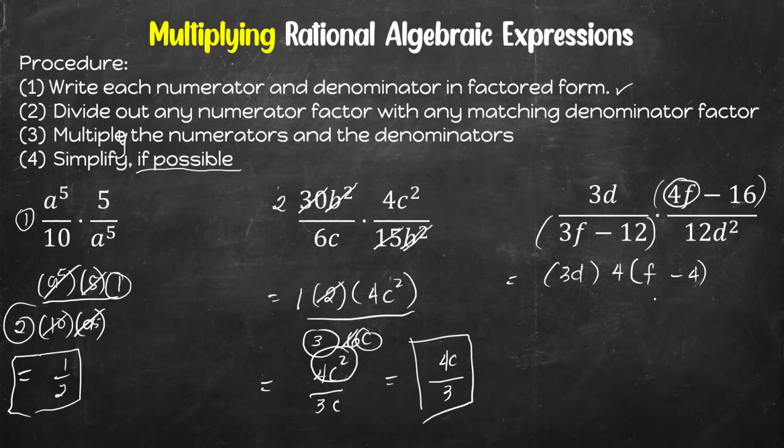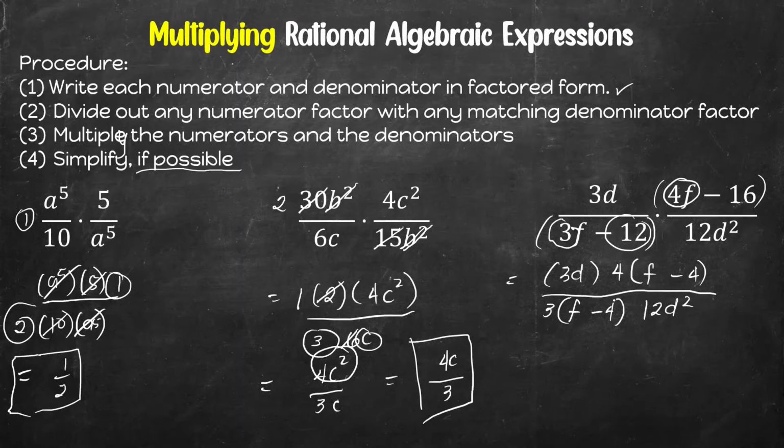Next, si denominator naman, pwede nating i-factor. They are both divisible by 3. Ito, 3f minus 12, pwede rin ito i-divide sa 3. So, lalabas natin si 3. 3f divided by 3 is f. Negative 12 divided by 3 is negative 4. And then, lagay natin dito si 12d squared.